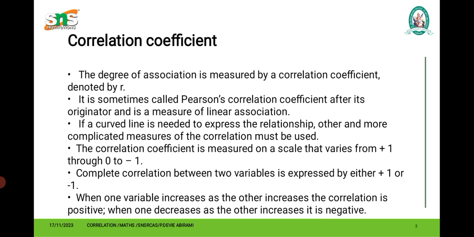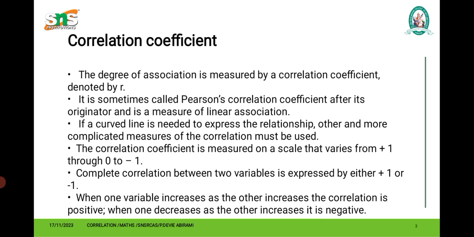This correlation coefficient is denoted by the letter small r. It is sometimes called Pearson's correlation coefficient after its originator. This correlation was invented by Pearson. If a curved line is needed to express the relationship, other and more complicated measures of correlation must be used. The correlation coefficient will vary from +1 through 0 to -1.